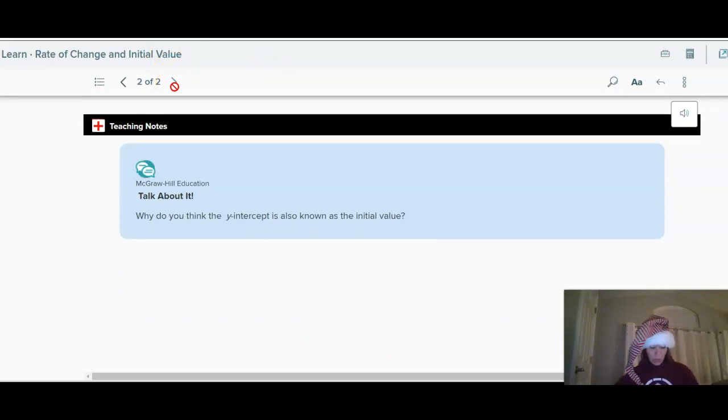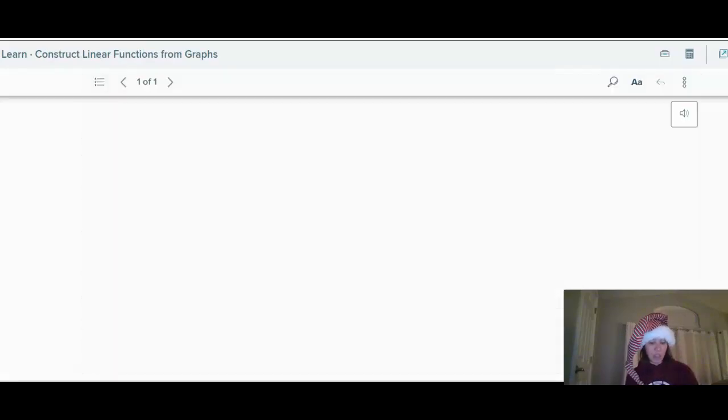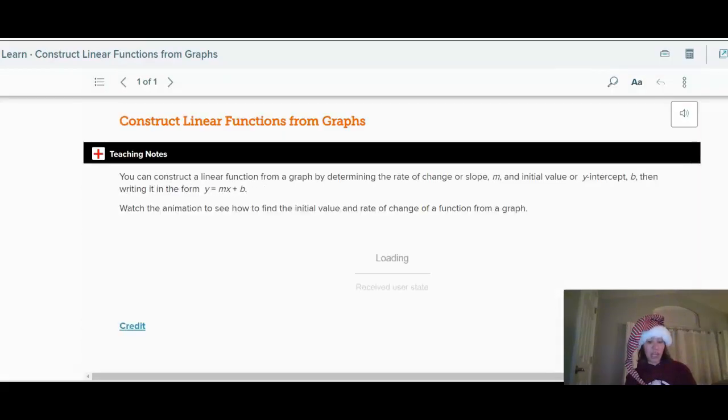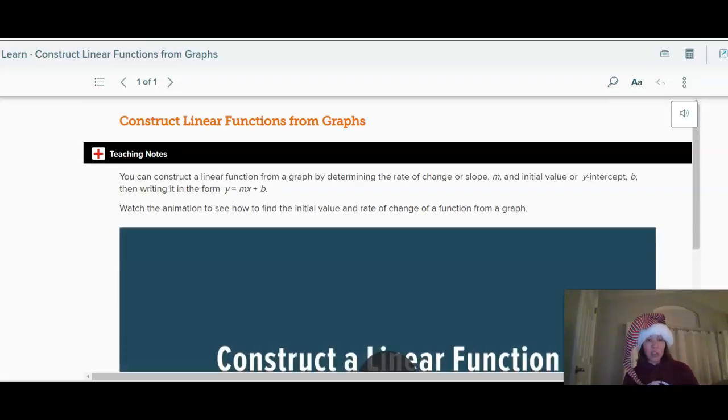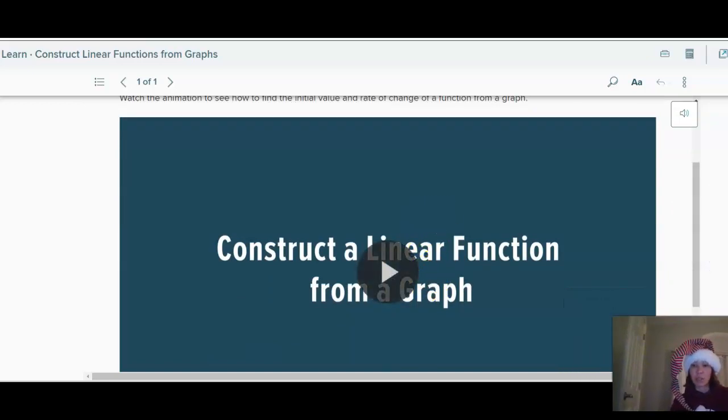All right, so you can go to page 274 and look at page 274. You can construct a linear function by determining the rate of change m and the initial value or y-intercept b. So just watch this quick video and you can fill in the boxes while you're watching on the top of page 274. I'll try to move myself out of the way here.